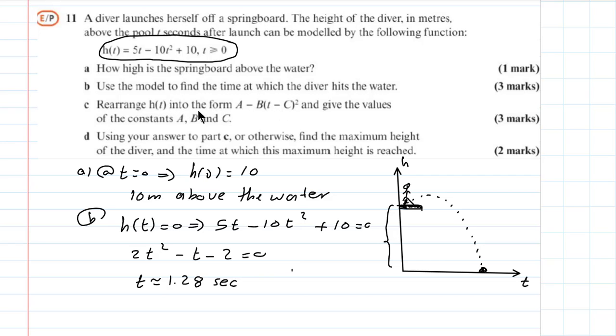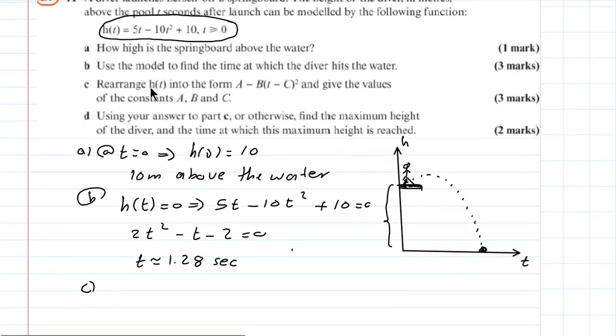C, rearrange h of t into the form. Okay, the requirement is to complete the square. Very good question. To complete the square, as we know, we should take negative 10 as a common factor. So h of t should be as the following: negative 10 as a common factor, and then I will have here t squared, 5 divided by negative 10, it will be negative half, right? Negative half t, and then keep plus 10 away.